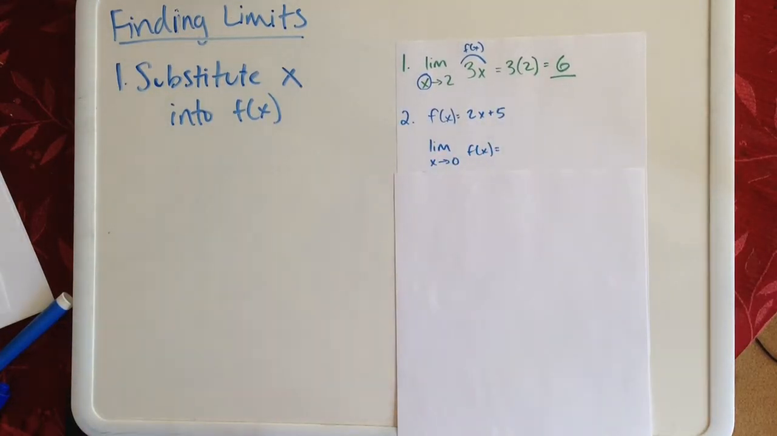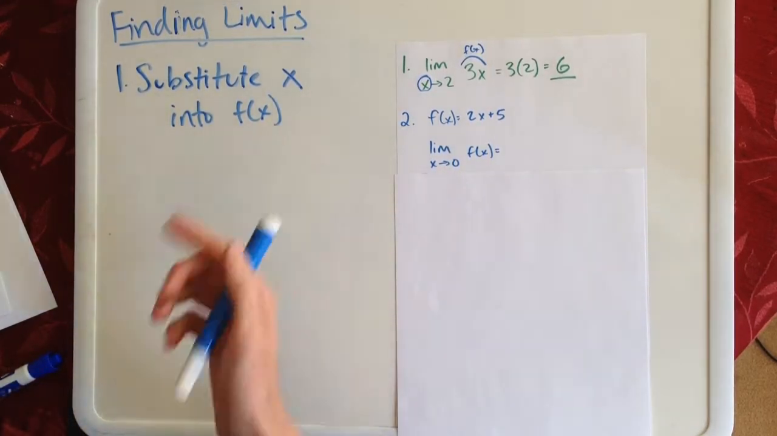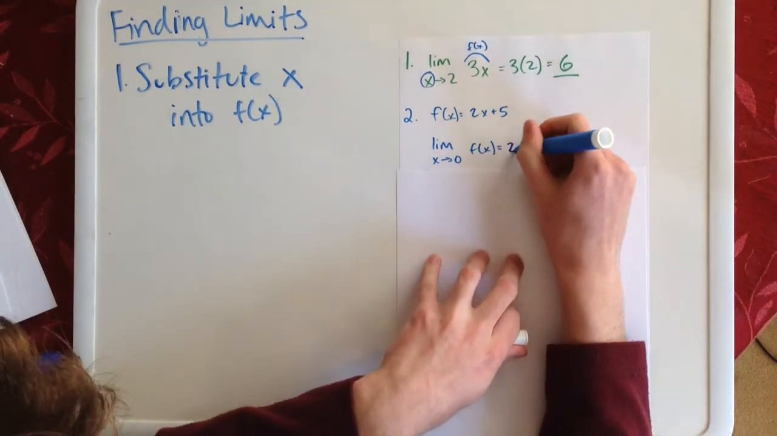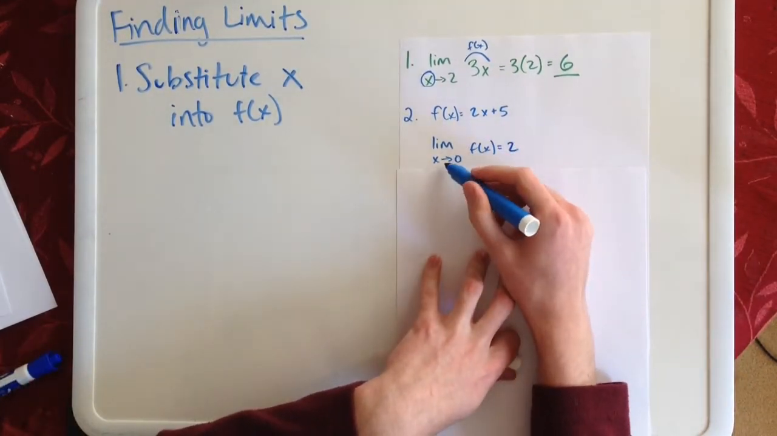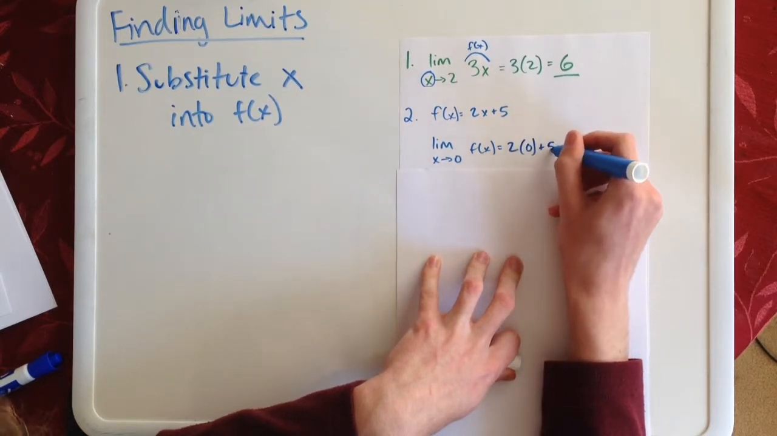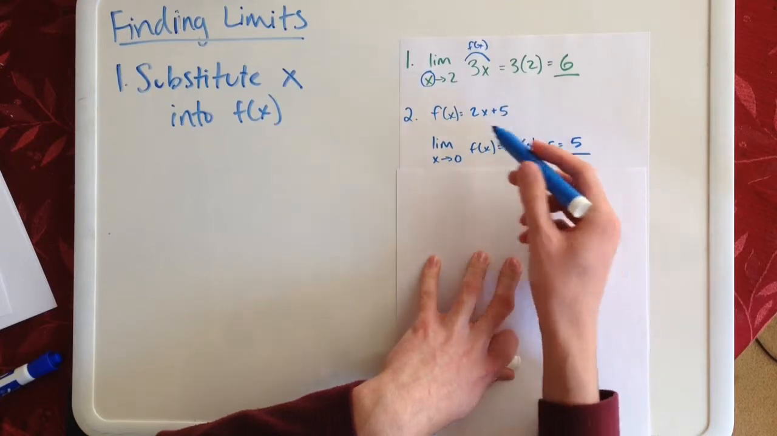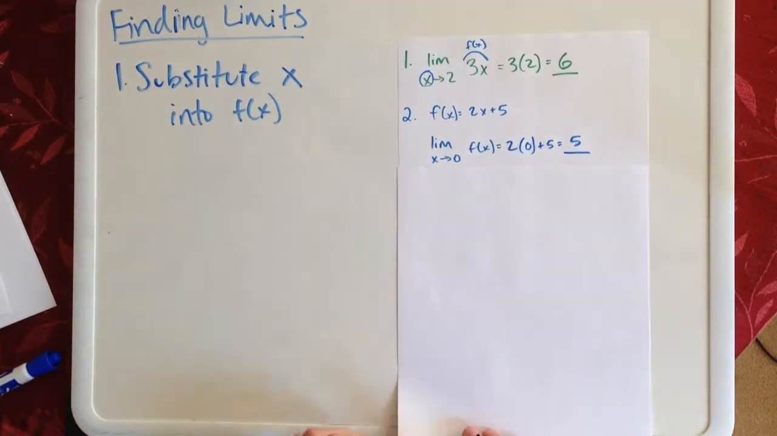Given f of x equals 2x plus 5, find the limit as x approaches 0 of f of x. Well, we're just going to substitute the x value in. X is 0 here. It's approaching 0. So 2 times 0 plus 5 is 5. So the answer for this limit as x approaches 0 of f of x is 5.